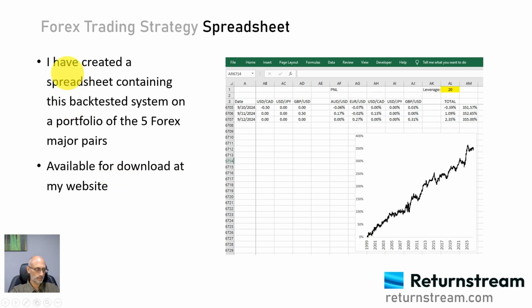What I've done is I've created a spreadsheet containing this backtested system on the 5 FX pairs, and I've made it available on my website. If you want to download it, feel free. You can play with the leverage number and various parameters and see if you can improve upon this basic backtest.